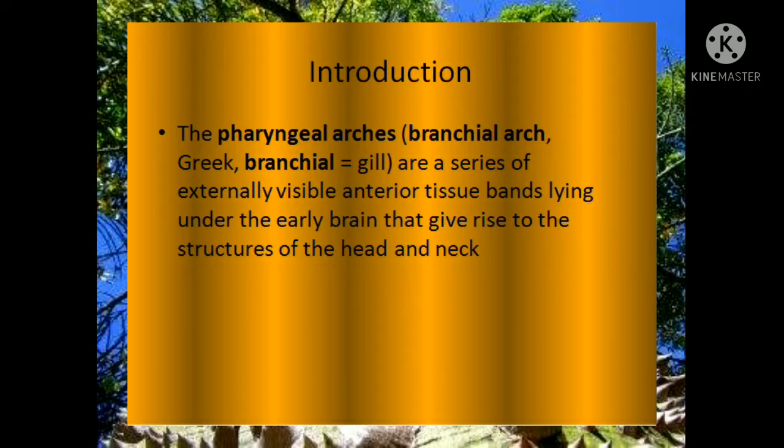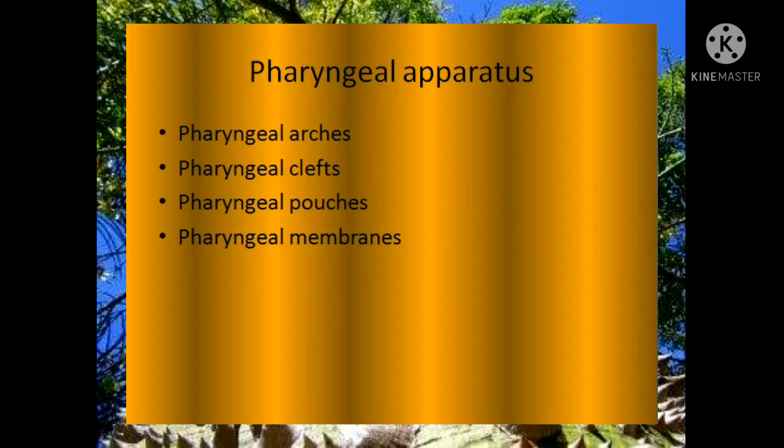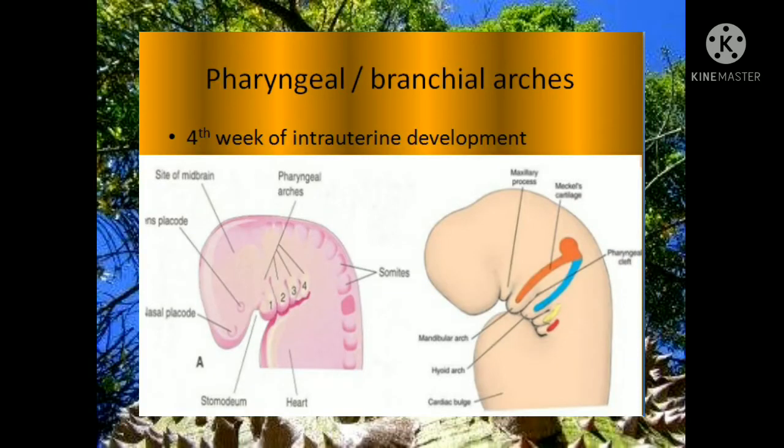At this stage, the head is demarcated by the bulging caused by the developing brain, while the pericardium may be considered as occupying the region of the future thorax. The two are separated by the stomatodeum, which is the future mouth. It is thus apparent that the neck is not yet present. The branchial apparatus consists of the branchial or pharyngeal arches, pharyngeal clefts, pharyngeal pouches, and pharyngeal membrane.